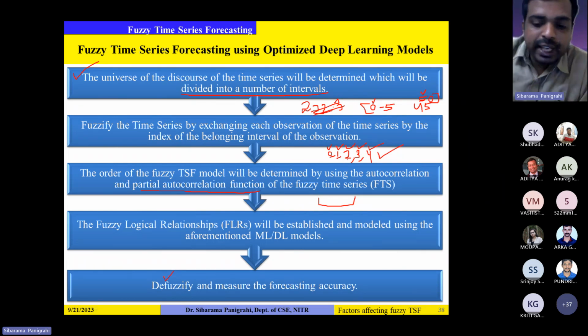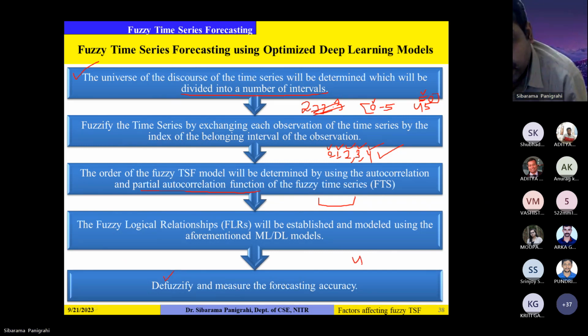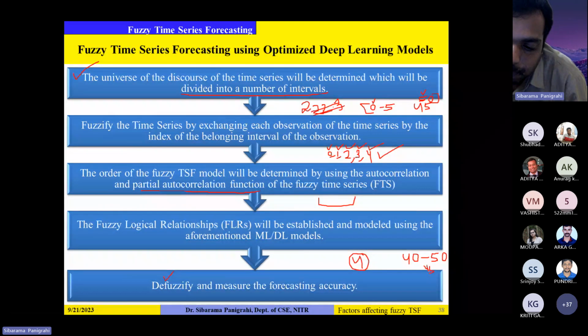How will you take it? If our prediction value is 4, the temperature will not be 4. The temperature lies in the 4th interval. So 4 means the range is 40 to 50. So you can compute the midpoint of this interval, that is 45, and replace 4 by 45 degrees centigrade.